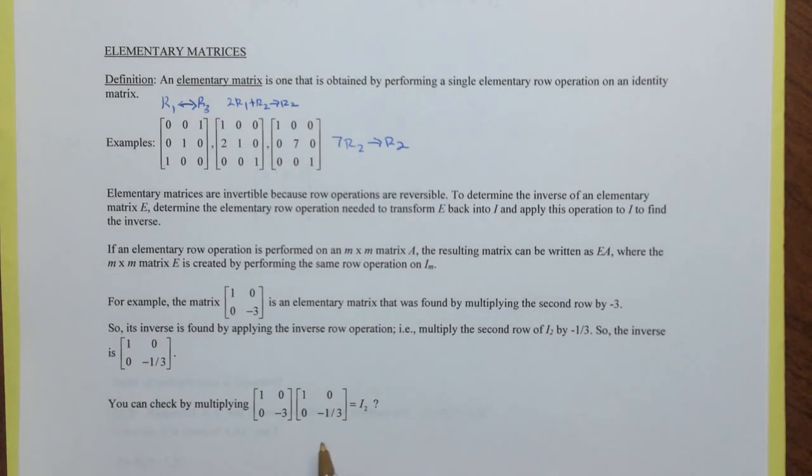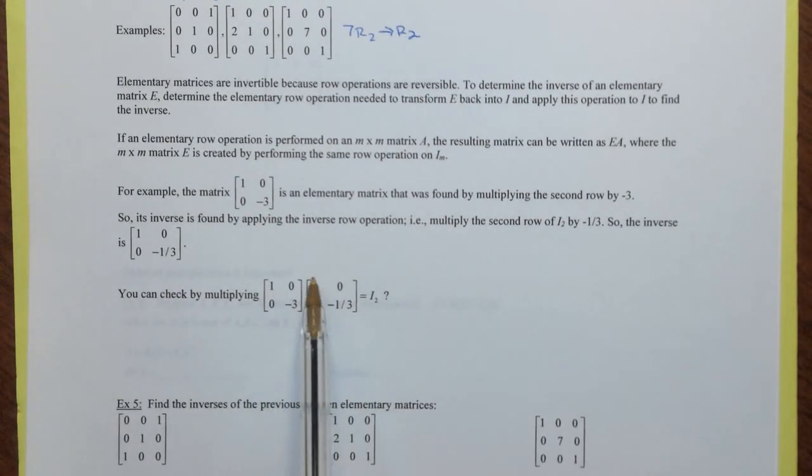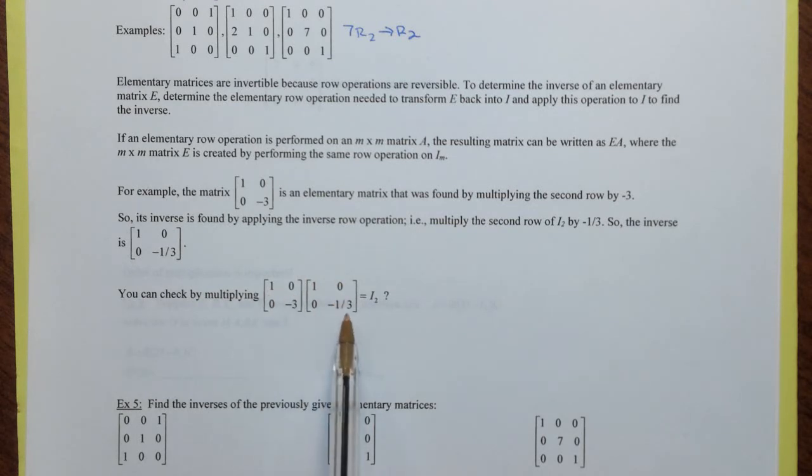You can check by multiplying that the product of these two matrices will in fact be the 2 by 2 identity. 1, 0 multiplied with 1, 0 gives me 1. 1, 0 multiplied with 0, negative 1/3 gives me 0. 0, negative 3 multiplied with 1, 0 gives me 0. And 0, negative 3 multiplied with 0, negative 1/3 will in fact give me 1.